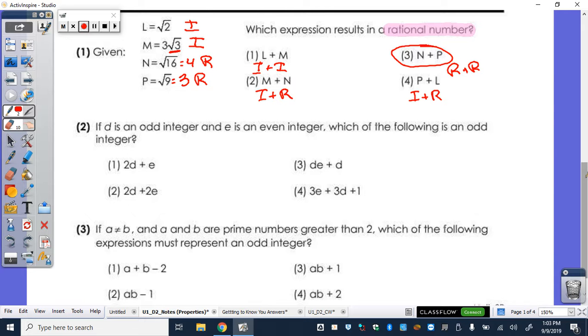D is an odd integer and E is an even integer. Which of the following is an odd integer? So for these ones, what I find works best is let's pick an odd integer for D to be. Let's just pick any odd integer. Keep it small though. 1. So now let's pick an even one for E to be. 2. So anywhere I see a D, I'm going to put a 1. Anywhere I see an E, I'm going to put a 2, and I'm going to see which one gives me an odd number as my answer.